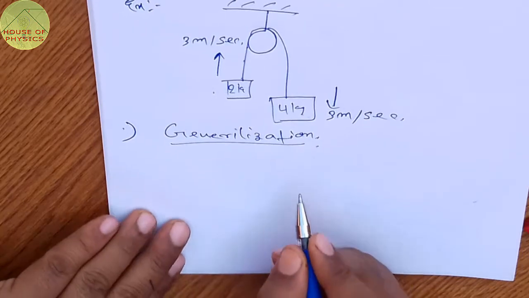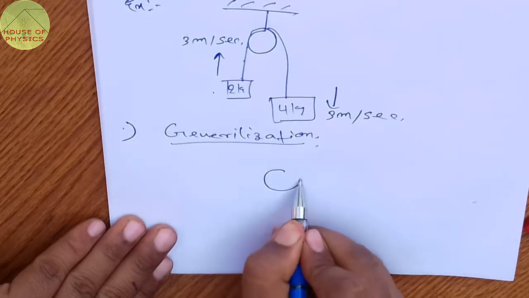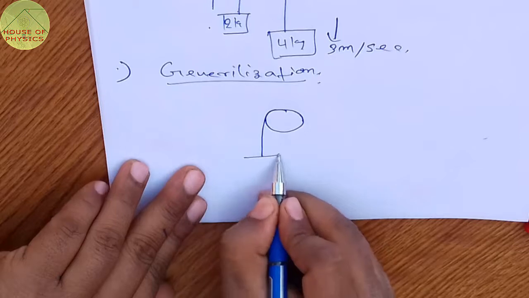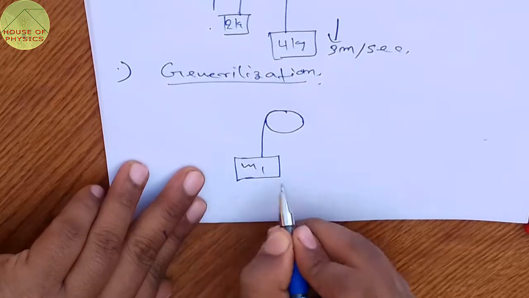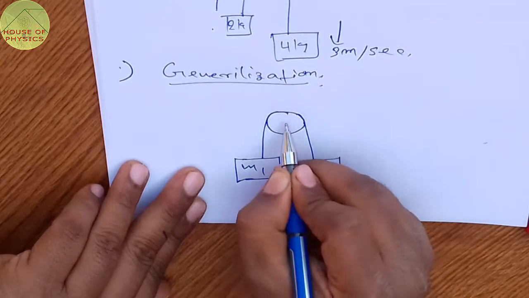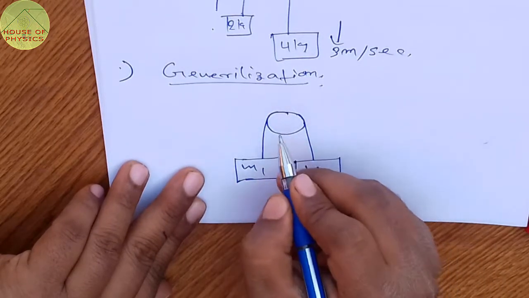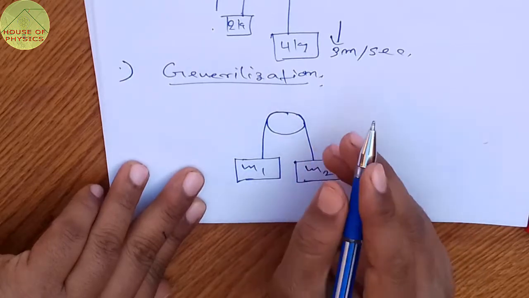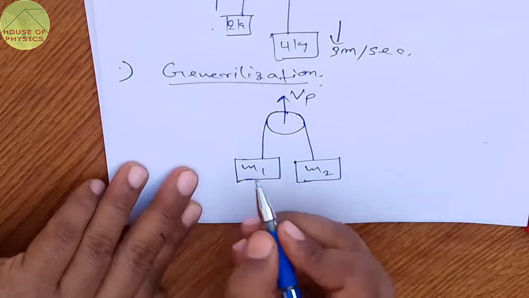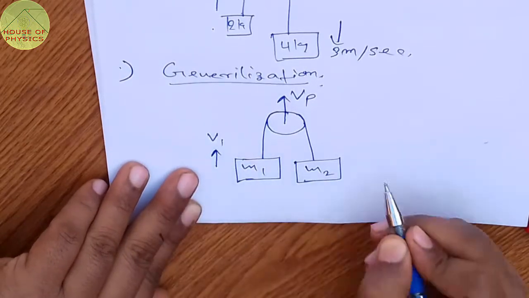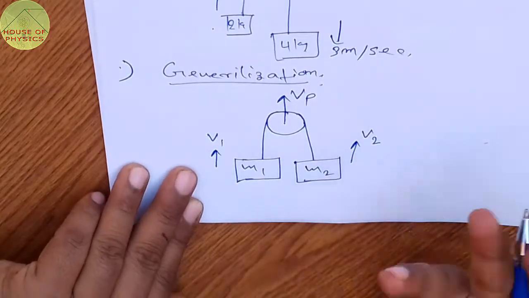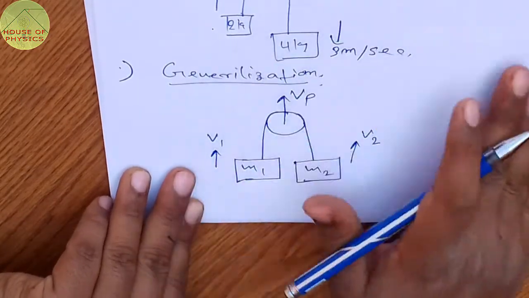So the generalization is that the pulley is also moving. Suppose there is one block attached to this system, M1, and this is M2. As I have assumed, I will be generalizing the fact that this pulley is also moving. So suppose the velocity of the pulley is V and the velocity of mass m1 is v1 and this is v2. Suppose we are taking one example and we will be generalizing the fact in the last stage. One conclusion is coming out. So this is the overall condition.